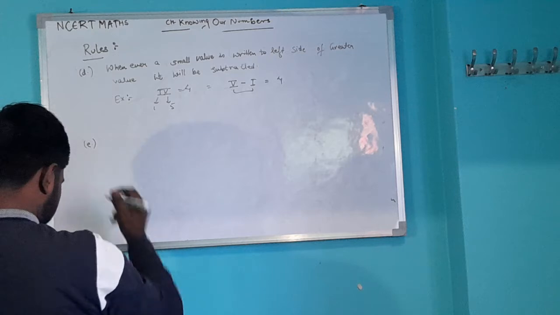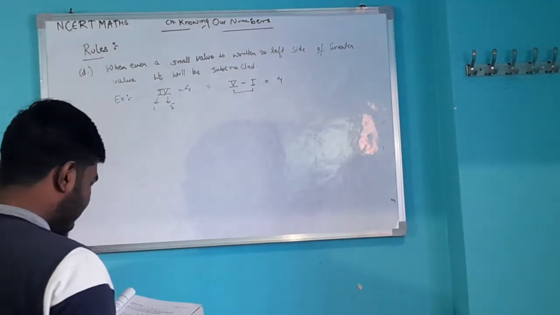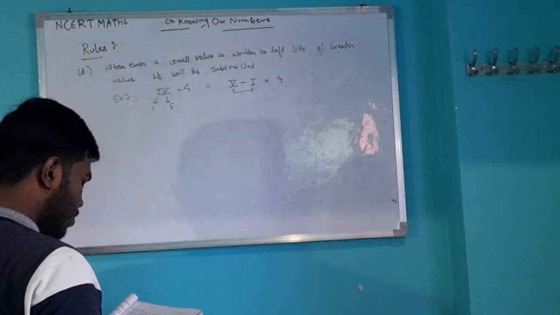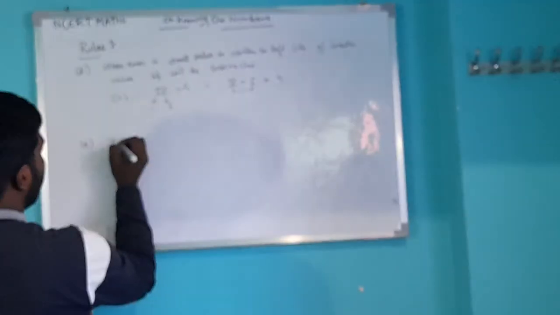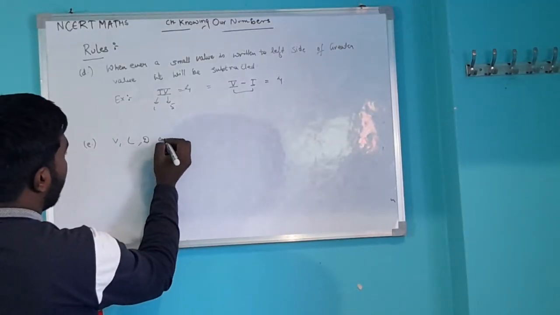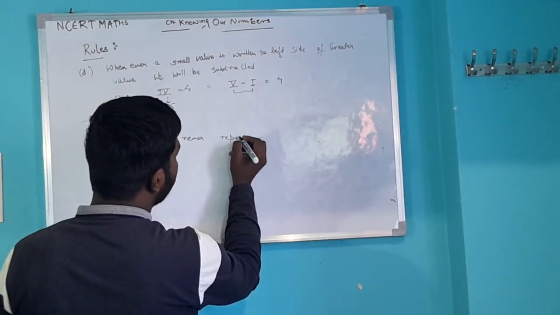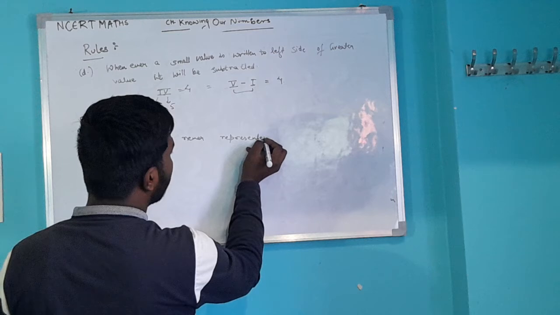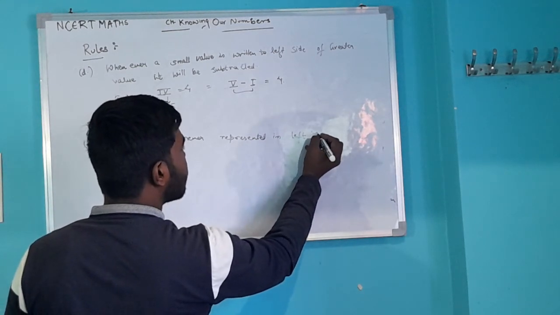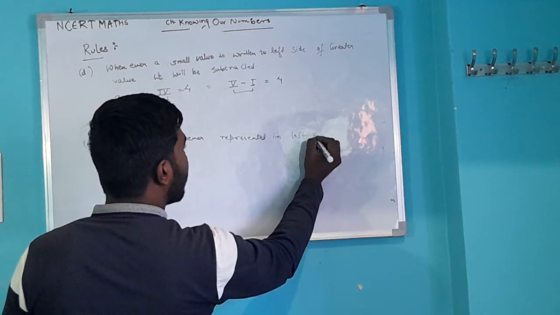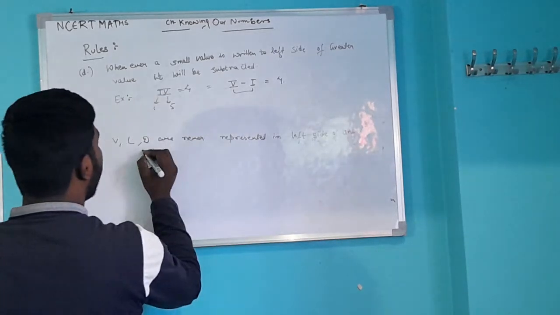Our fifth rule is, the symbols V, L, and D are never written to the left of a symbol of greater value to be subtracted. V, L, and D are never represented on the left side of any number.